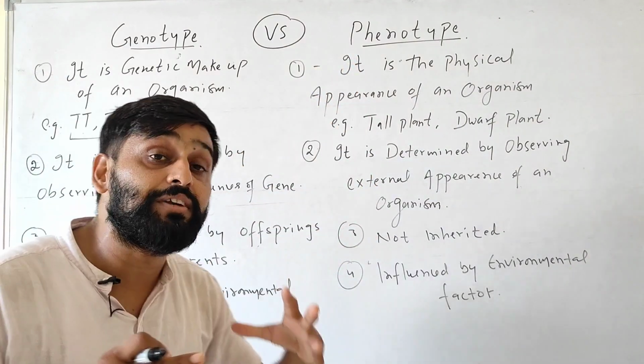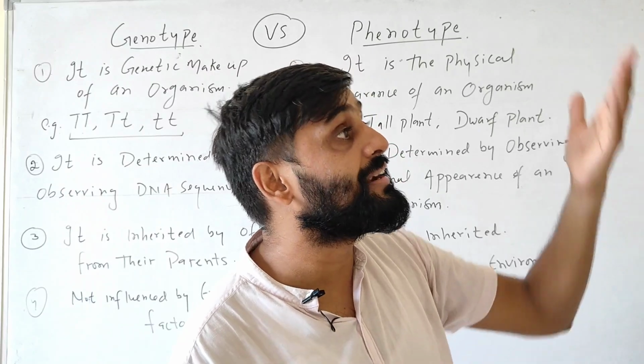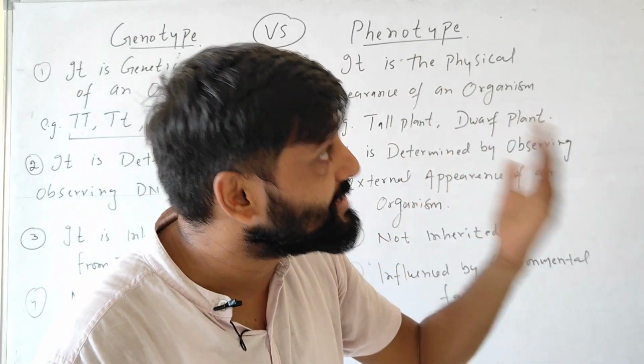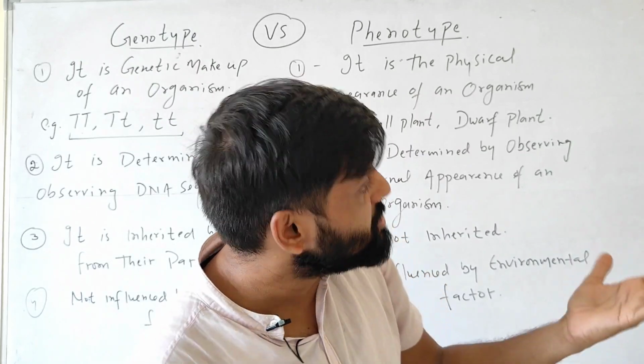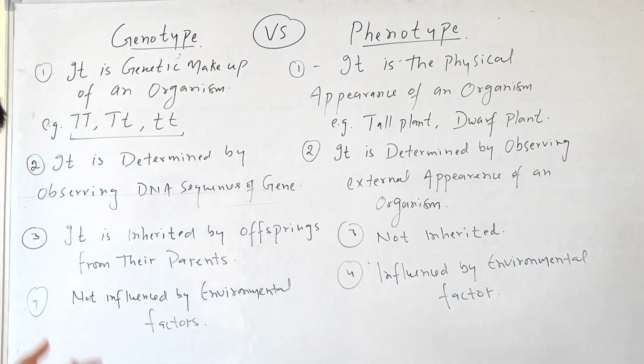Phenotype is determined by observing the external appearance of an organism. Suppose a plant is tall. So we will observe it externally with our eyes and we can say that this plant is tall. So this is physical appearance. So we can observe it externally.